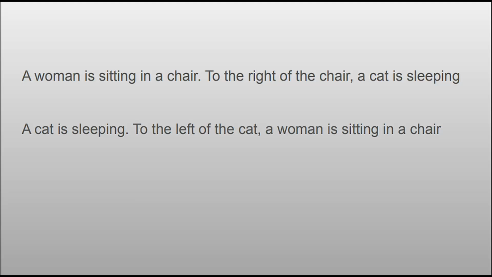Why? Because this number is based on the assumption that we are working with prompts consisting of exactly 1,000 words. However, consider the following prompts: a woman is sitting in a chair. To the right of the chair, a cat is sleeping. And: a cat is sleeping. To the left of the cat, a woman is sitting in a chair. These prompts convey the same information. This means we need to divide by the number of permutations.